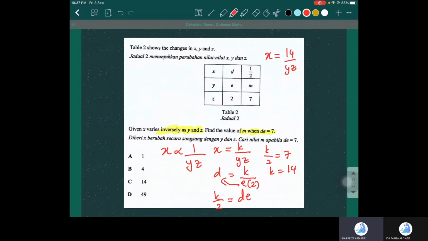Okay. And then dia minta kita cari nilai M. Okay. M kita tu Y lah. Which is M is our Y. So X equals 1 over 2, 14 over 7M. Okay. Kenapa I letak 7M? Sebab 7 tu Z. Okay. So 7M equals 28. So M equals 4. Okay, so ni I darab silang sebenarnya. 7M equals 28. So dapat M equals 4. Dah jumpa jawapan. Tak payah pakai calculator pun lah.